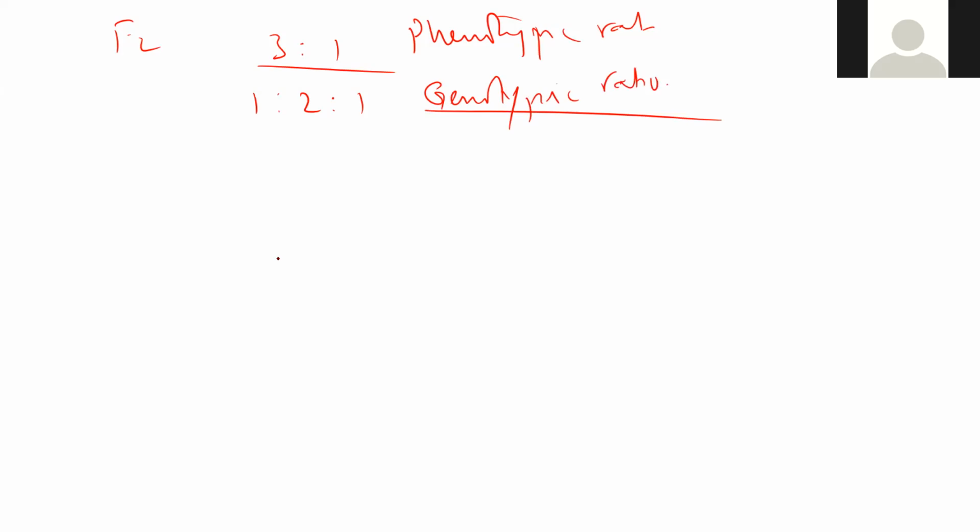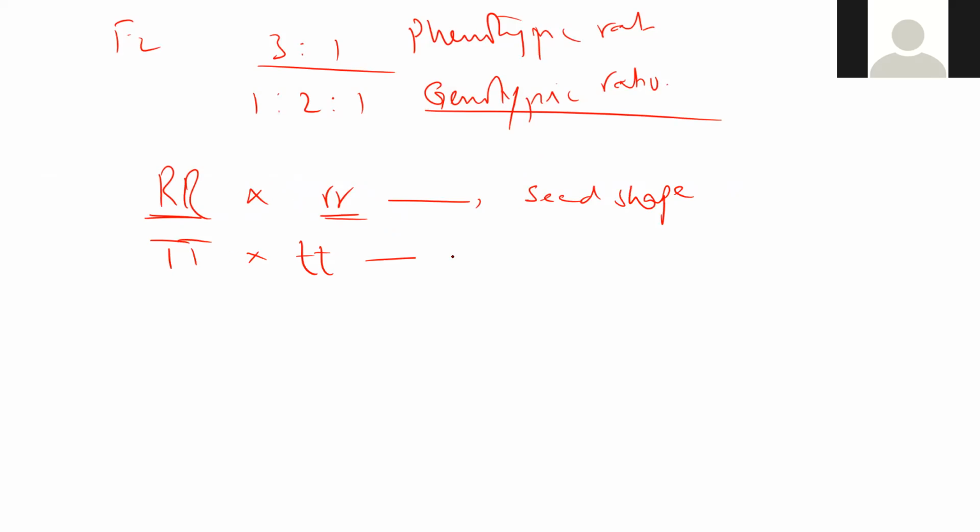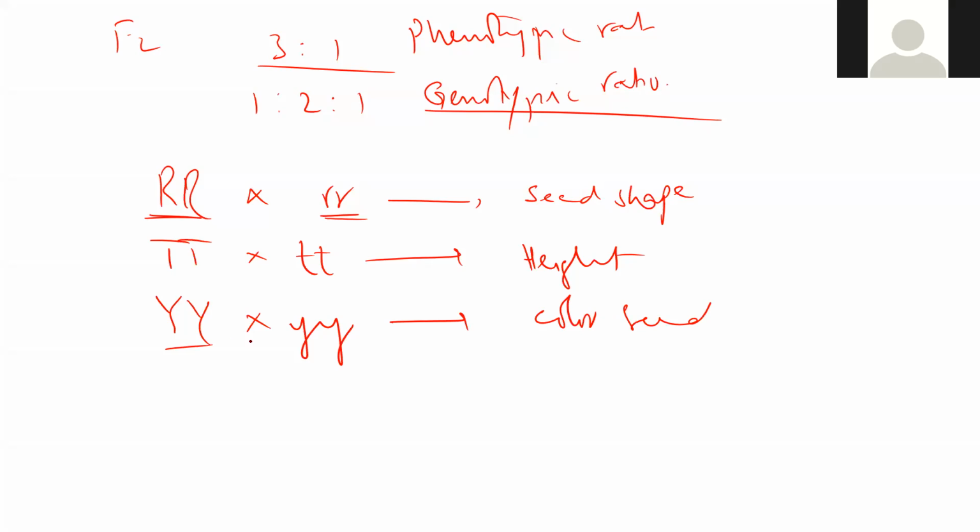Now, Ibrahim asked a question which I wanted to explain as a concept. Now, these factors, they both are controlling what? Seed shape. This versus this, they both are controlling the same trait, height. This versus this, yellow versus green, controlling color of seed. This is dominant, recessive; dominant, recessive; dominant, recessive.